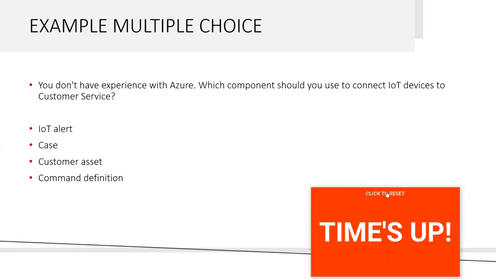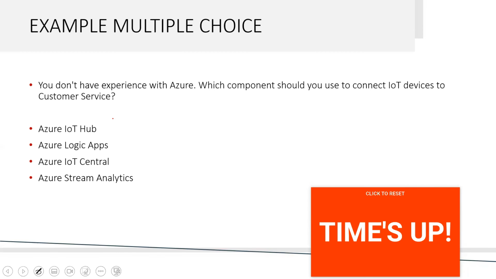Okay, so time's up and thanks for answering the question. The correct answer for that question is going to be the IoT alert, that using the specific IoT alert, we can utilize it to connect my IoT devices in the list.